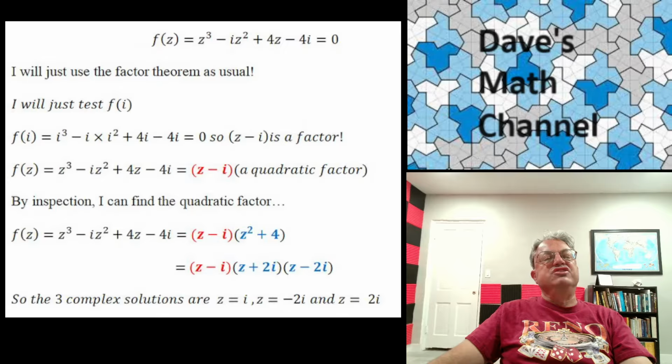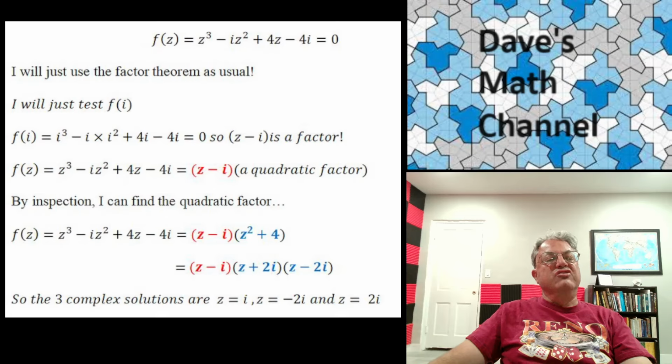Because you have this pattern here, z cubed minus i z squared. We can write that as z squared times z minus i. And then you look at the last two terms, 4z minus 4i. Well, that's just 4 times z minus i. So it's pretty easy to see that z minus i factors. And then if you factor z minus i out, you're left with z squared plus 4. And that's easy to factor. That's just z plus 2i times z minus 2i. So your complete factorization is going to be z minus i times z plus 2i times z minus 2i.